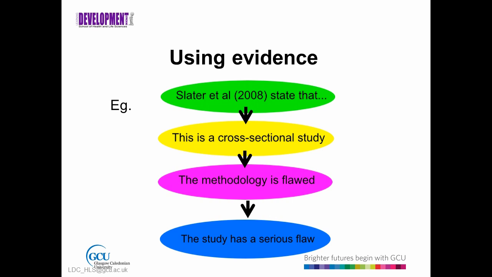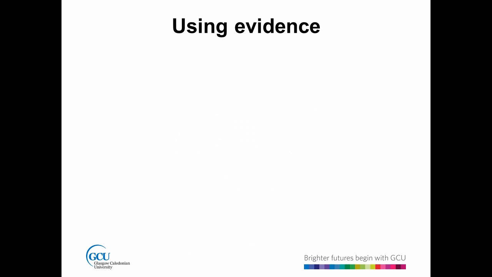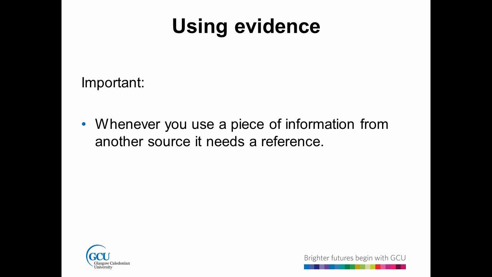Okay, so using evidence, appealing to experts, and of course if we appeal to an expert, we've got something from another source, we've got to reference it. So that brings us on to referencing. The main thing to remember about referencing is that whenever you use a piece of information that comes from another source, it gets a reference. If it's your idea, your thought, it doesn't get a reference. If it's a piece of information from another source, it does. And that's the main key to referencing.